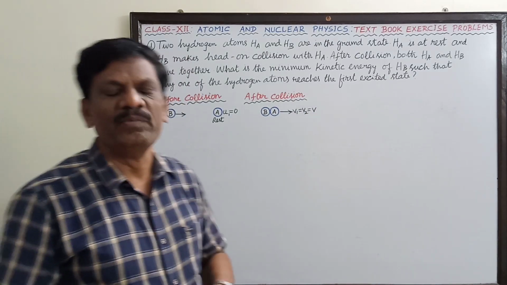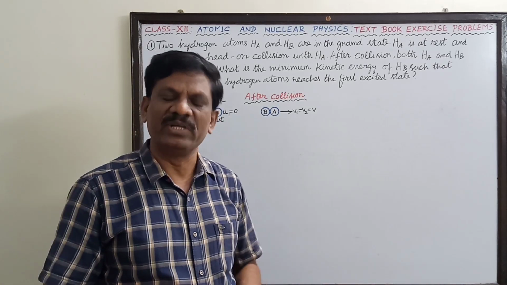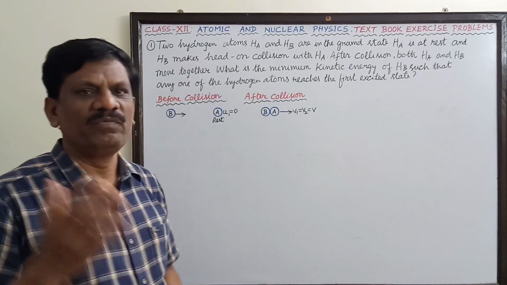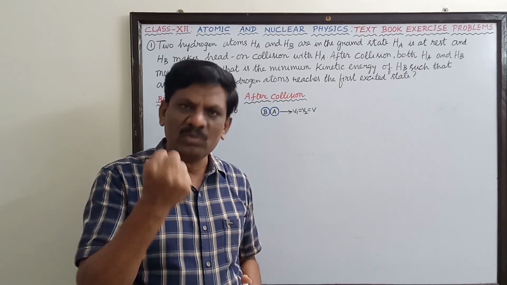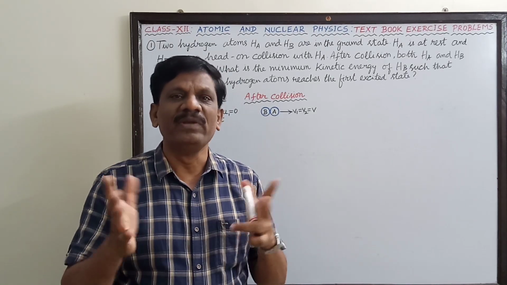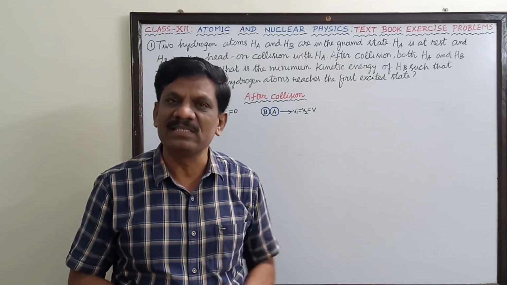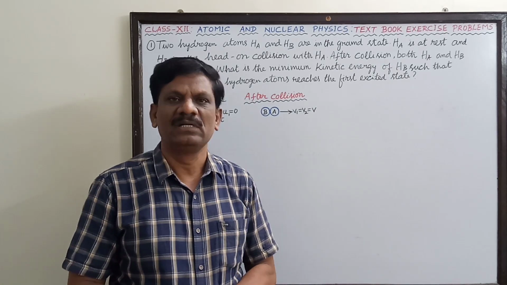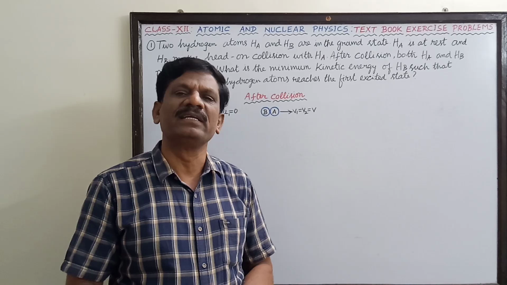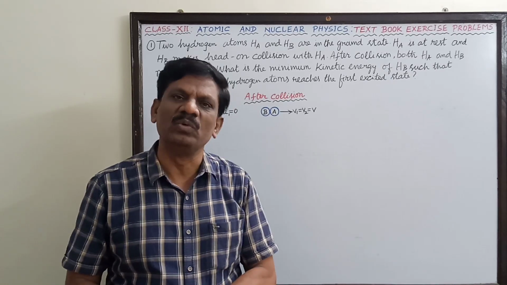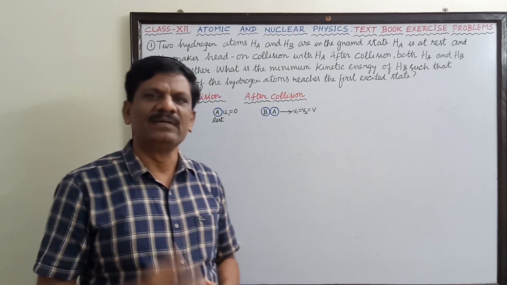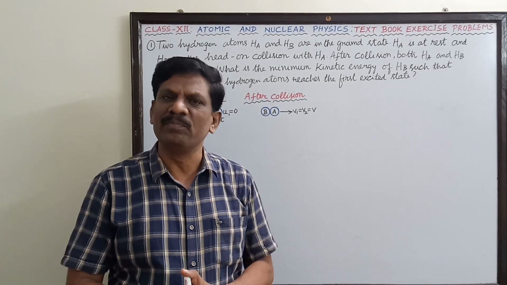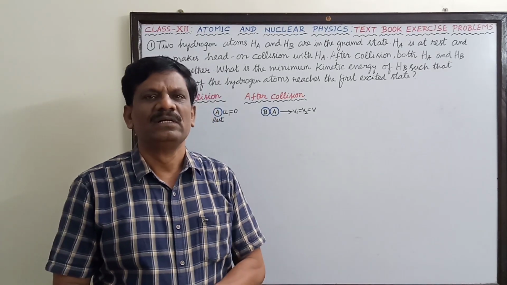Very simple numerical problem. Understanding is very much required here. Now we have studied that when the hydrogen atom is at the ground state, it will have the minimum energy of minus 13.6 electron volt. Suppose it is excited to n is equal to 2, that is the first excited state, we have to supply some energy equal to 10.2 electron volt.